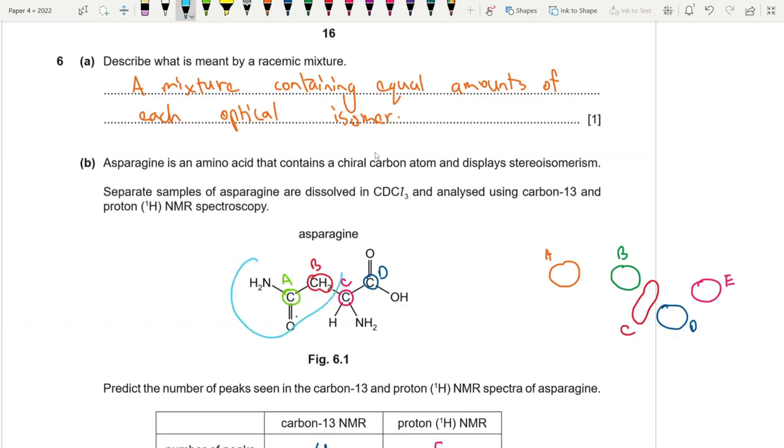This is the R group. You guys get that, right? This is the R group. So this NH2 will basically turn into NH3 plus, and this COOH will turn into COO minus. That's the situation at the isoelectric point.